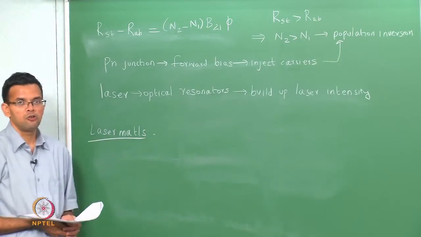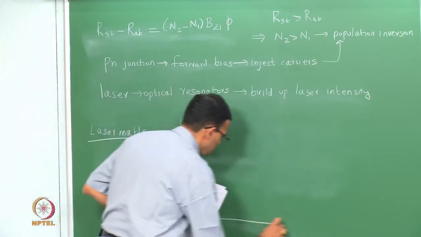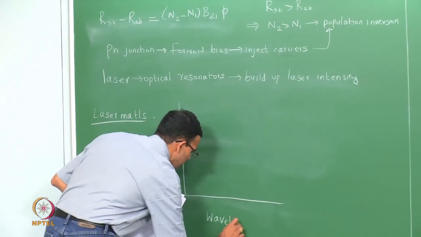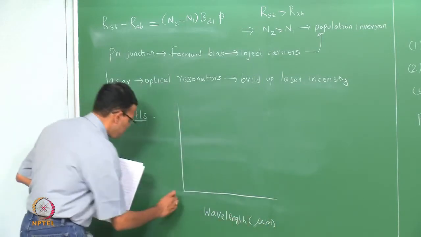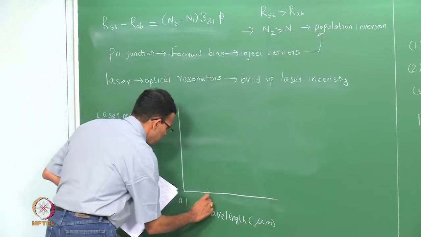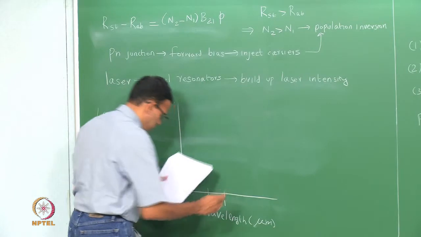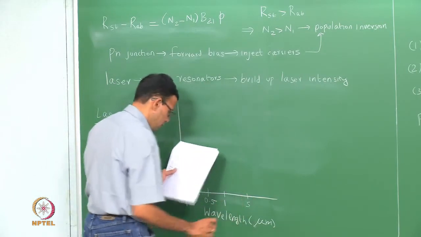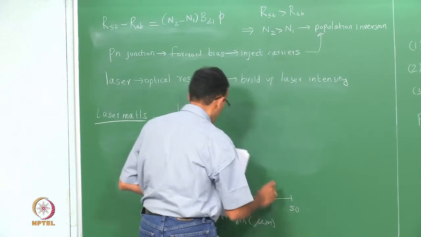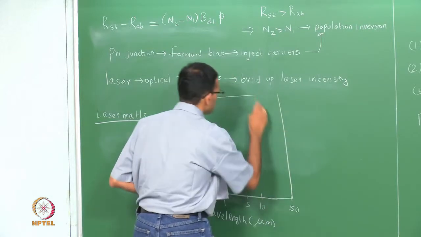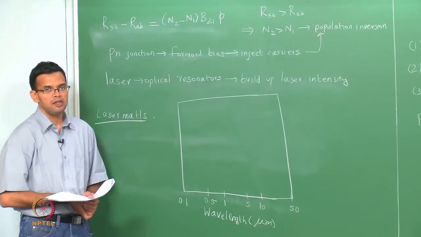I will just draw a graph to show you some of the materials used in different wavelength regions. I have wavelength on my x axis, the units is micrometers. 0.1 micrometers is 100 nanometers, so that is the UV region. 0.5 is in the middle of the visible region, 1. This is essentially a log scale. So, if you want laser light in the visible region, we want a material whose band gap lies in the visible.